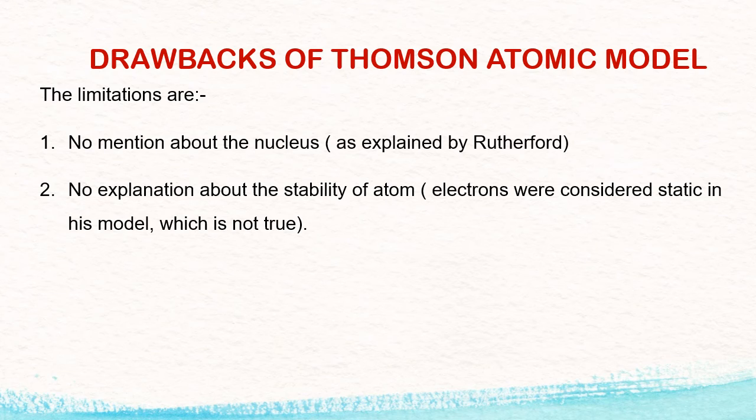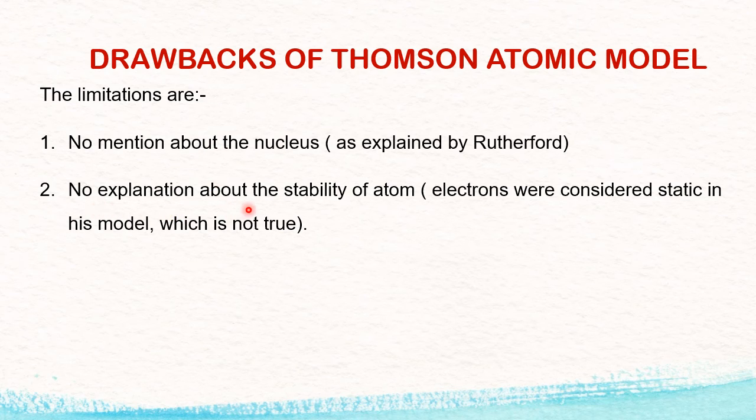This is the most important. In J.J. Thomson's model, he did not speak about the nucleus. He told about the positive part of the watermelon or the positive part of the atom, proton part of the atom, which is uniformly distributed like a ball. But about the nucleus, he has not explained properly. So this was explained by Rutherford in our next discussion. So this is one of the limitations. Second limitation is no explanation about the stability of atom.